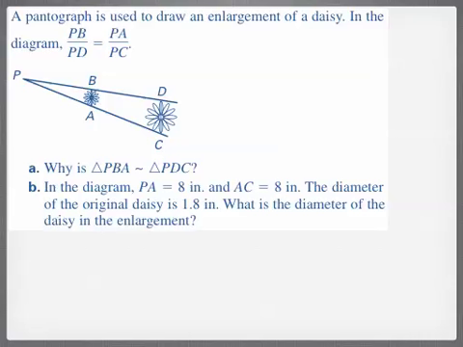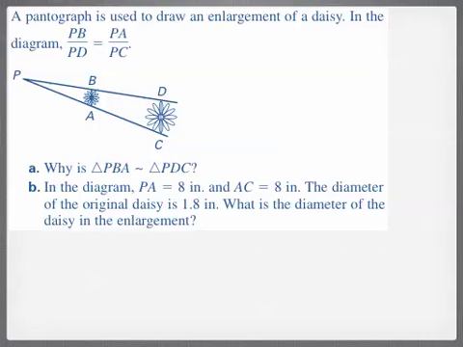This next example says a pantograph is used to draw an enlargement of a daisy. In the diagram, PB over PD is equal to PA over PC. A asks us, why is triangle PBA similar to triangle PDC? If you were to take those two triangles, notice that one of the sides is the daisy, actually the diameter of the daisy. So those daisies are actually going to be sides of the triangles.